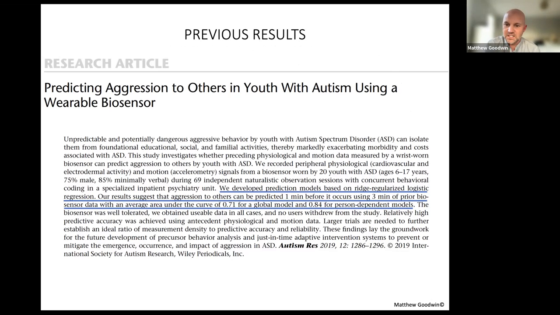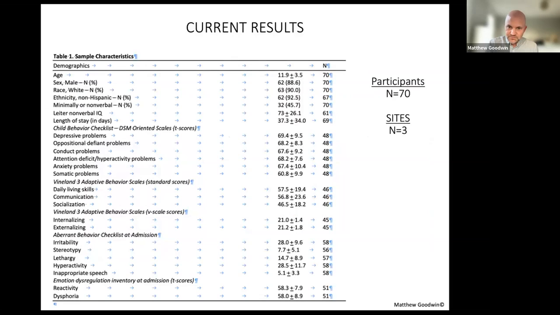So previous results that we have generated and published demonstrated in 20 individuals with autism in a psychiatric inpatient setting, one setting, that we could predict these behaviors 1 minute before they occurred using 3 minutes of prior biosensor data with 84% accuracy if we train the classifier in a person-dependent way, and then 70% accuracy 1 minute in advance if you train on everybody's data and you have one single classifier. As of today, we have 70 participants worth of data from three different psychiatric inpatient sites. These are mostly minimally verbal, intellectually impaired, and sensory sensitive individuals.